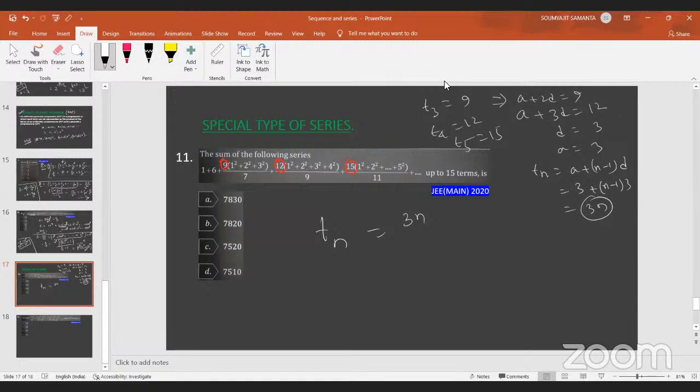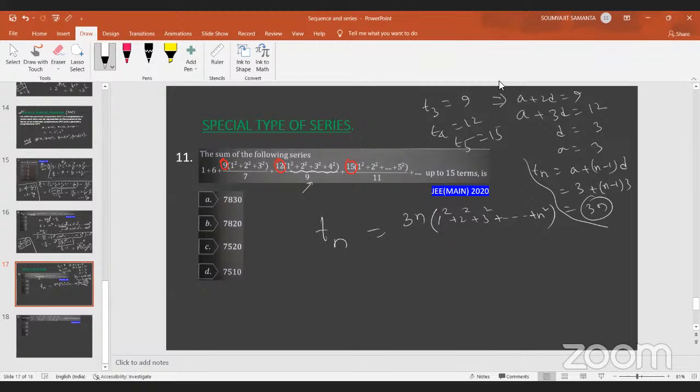Is this clear? To find the general terms? Yes or no? Yes, sir. So the first part is becoming 3n. What about the terms in the brackets? That is 1 square, 2 square, 3 square, 4 square in the fourth term. So for the nth term, this will become 1 square, 2 square, 3 square, dot dot till n square. Clear?